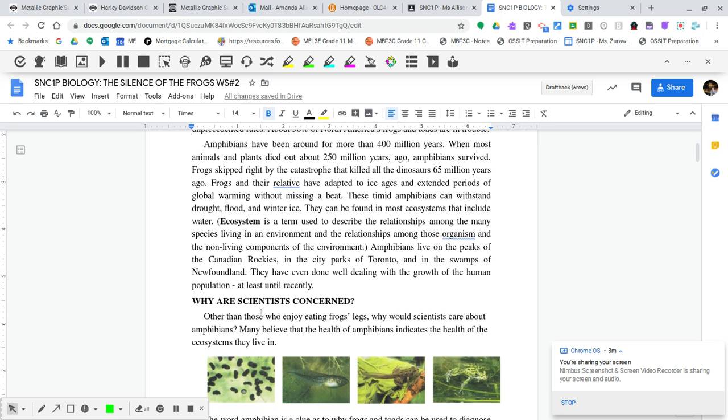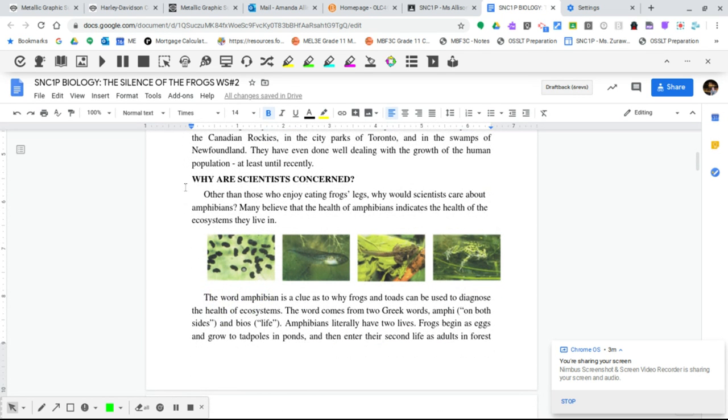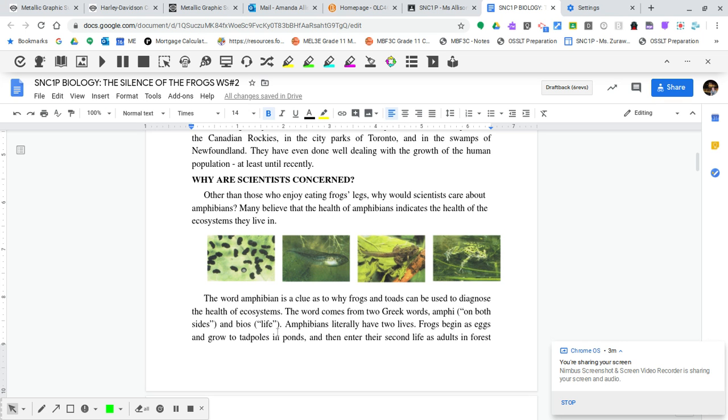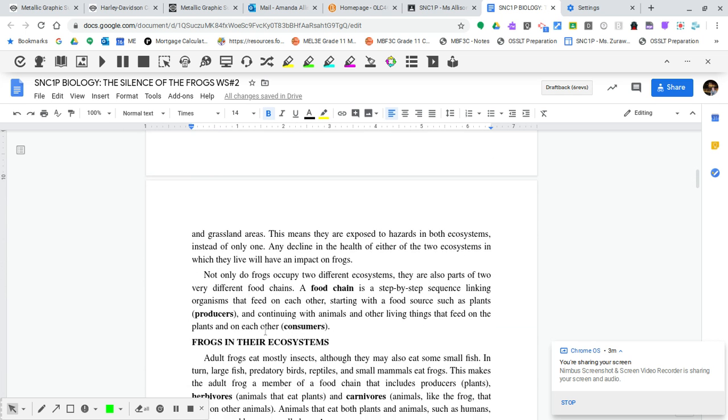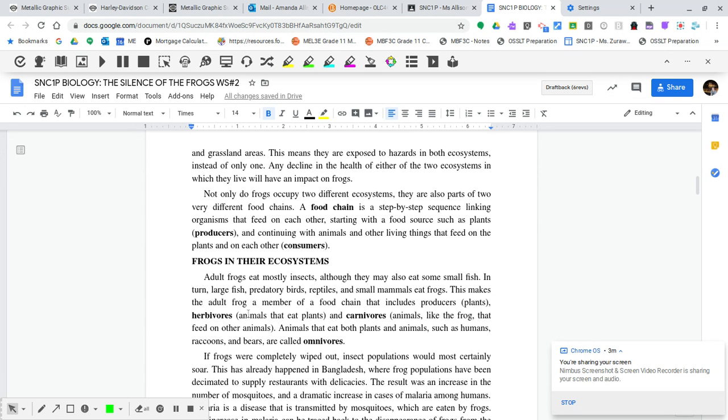Okay, so moving on, now that we've got our Read&Write, what are we looking at? Why are scientists concerned? You're going to read a little bit about why they're concerned about decreases in frog populations. Then there are other terms that relate to biology and our unit that you would have been exposed to in different grade levels. I'm trying to think of which one, but I don't know off the top of my head. Most people are pretty confident with a food chain, a step-by-step sequence linking organisms that feed on each other, starting from a food source.